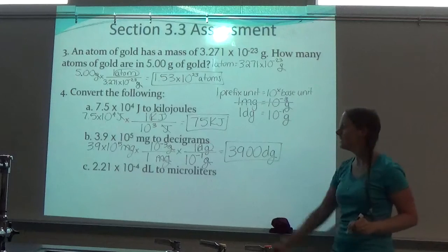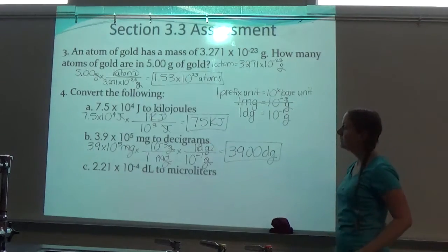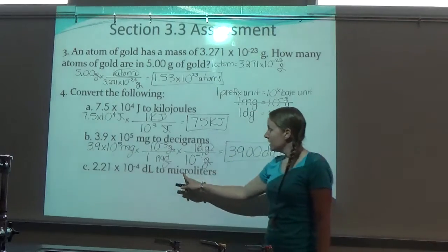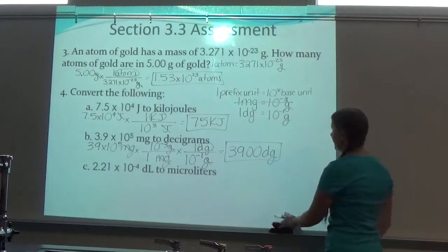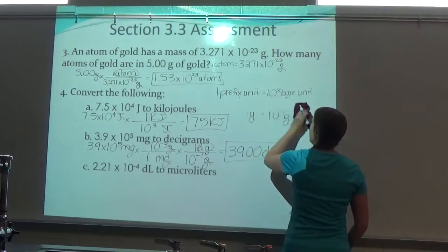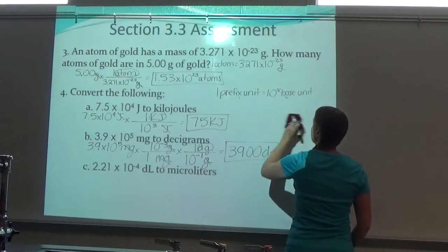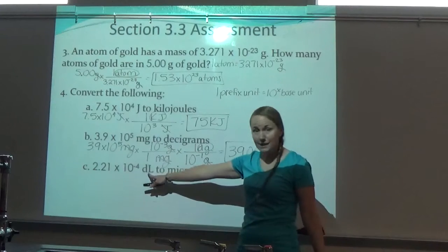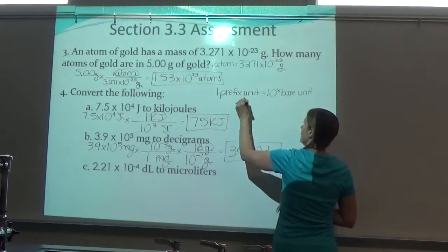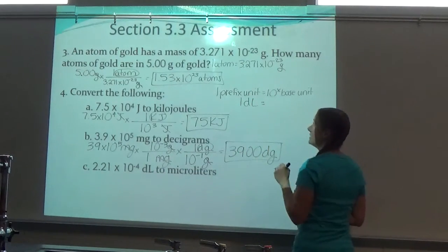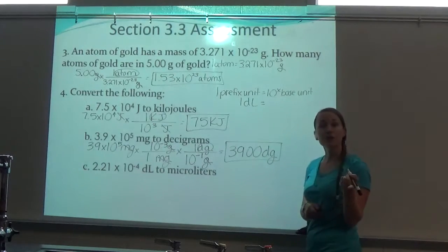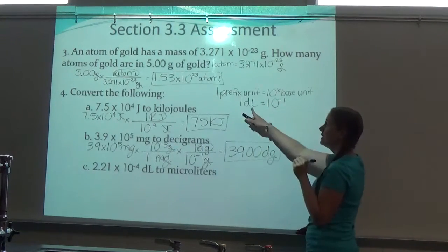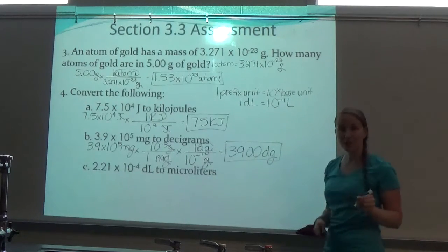All right, so again, pause it and try this bottom one. All right, so how many prefixes do you see? 2. Deci and micro. So how many steps is it going to be? 2. All right, so let's write our conversion factors first. So I'm going to start with deciliters. So 1 prefix unit or 1 deciliter equals 10 to the x base unit. So if you look at your prefixes chart, deci is 10 to the negative 1. The base unit of deciliter is liter.